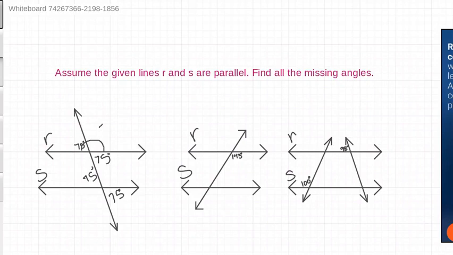All right, we know that this is a linear pair, which means they're equal to 180. 180 minus 75 is 105. So 105 will be that. And then we know that vertical angles would put 105 over there as well. And 105 would go there as well as there.